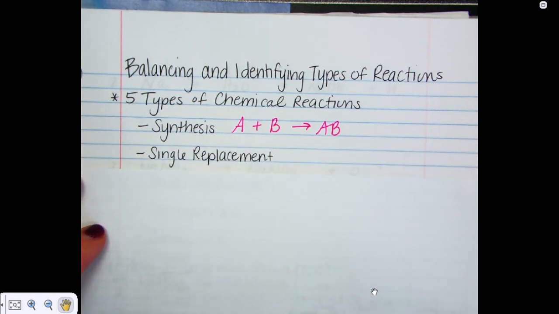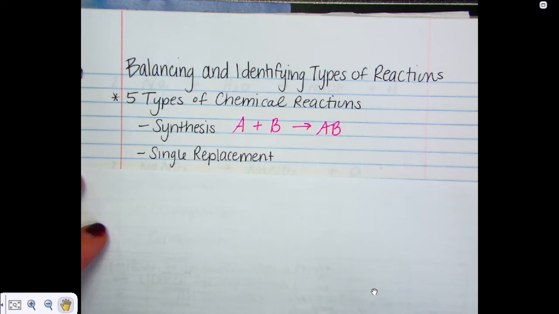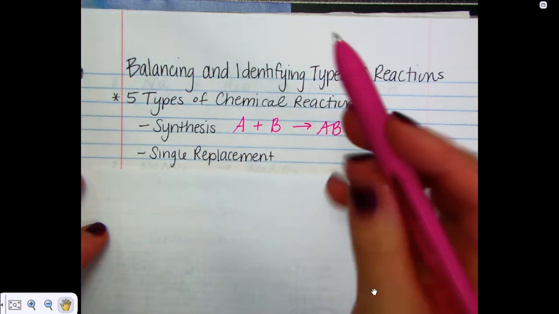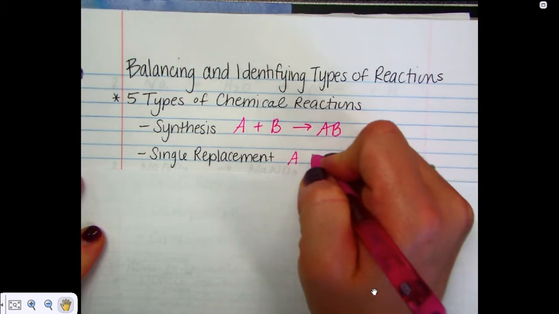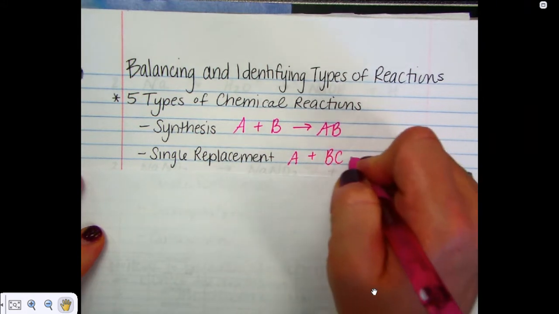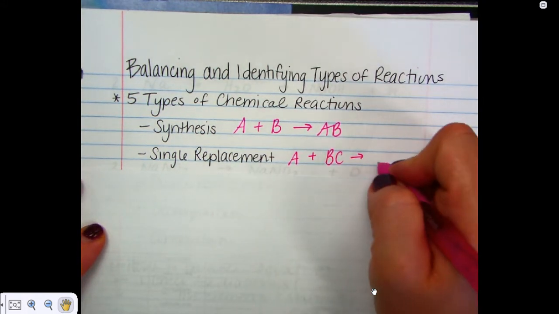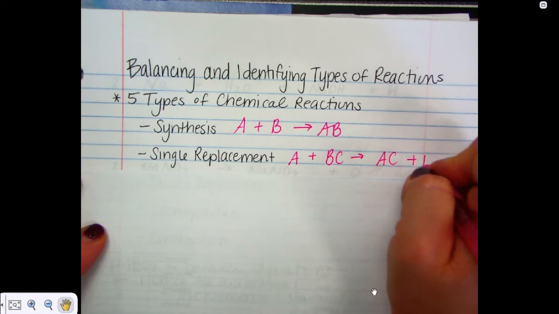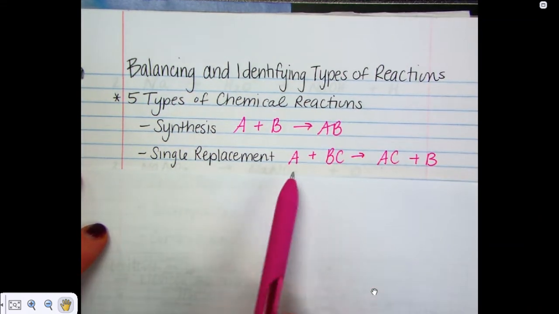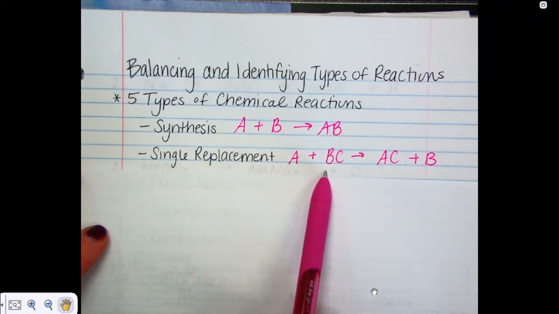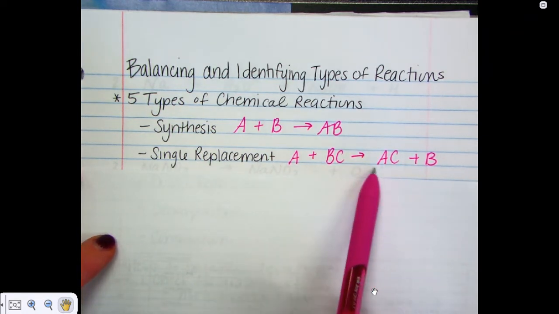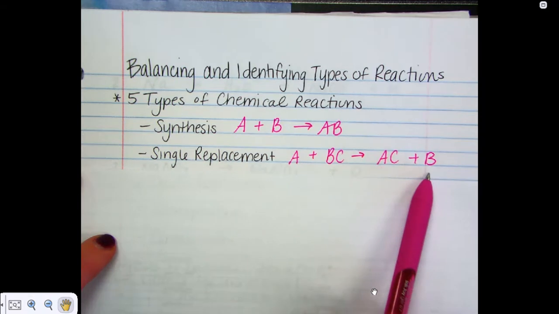Next one, a single replacement reaction. A single replacement reaction occurs where I have one element replacing another element in a compound. So the generic form of that would look like A plus BC yields AC plus B. And so this is A as my single element replacing B in the compound, now bonding with C, forming a new compound, AC, and now B is by itself.